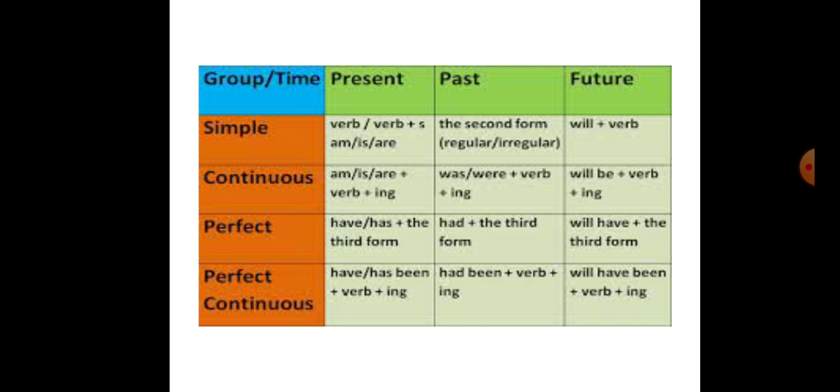Now you see what you have learned from today's lesson. You have learned about all the structures of all tenses: simple present, present continuous, present perfect, present perfect continuous, past simple, past continuous, past perfect continuous, future simple, future continuous, future perfect continuous all together.